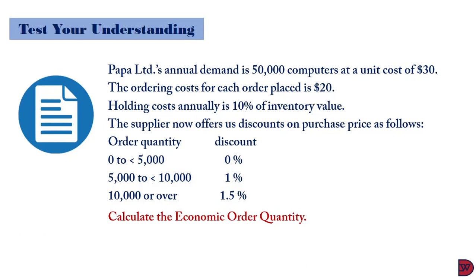So we have the order quantity to place and the discount to enjoy. Any quantity less than 5,000, there's no discount. From 5,000 to less than 10,000, there's a 1% discount on each purchase cost. For any quantity above 10,000, you enjoy a 1.5% discount on the purchase cost. We are now supposed to calculate the economic order quantity.